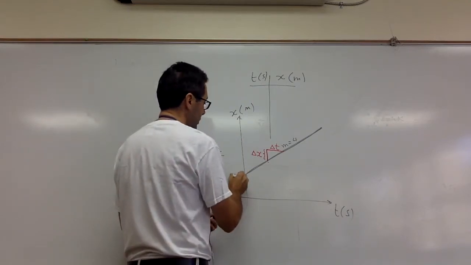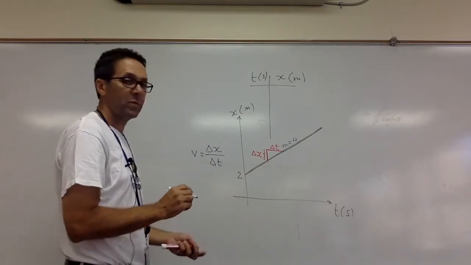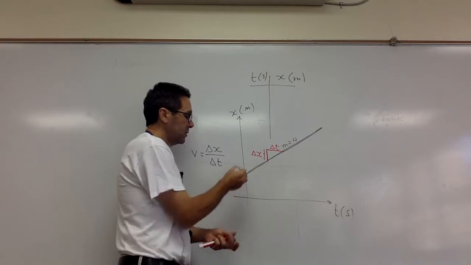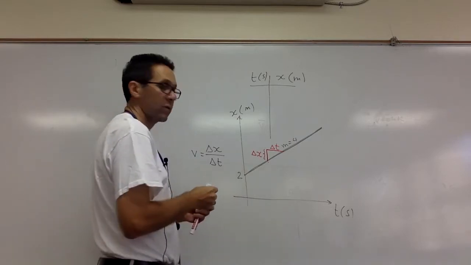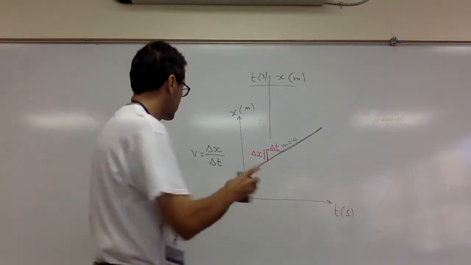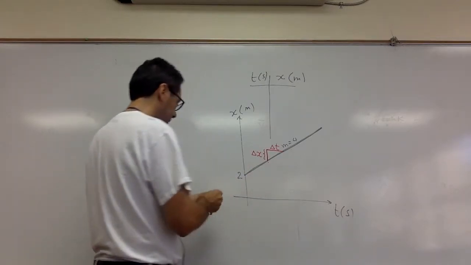Now, let's just say this point here is 2. What this actually means is that when the clock starts, I'm already 2 meters away from the origin. In other words, I did not start at the origin. So let's see if we can write the equation of this line here.